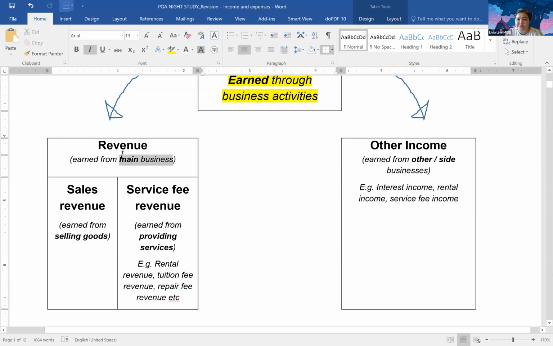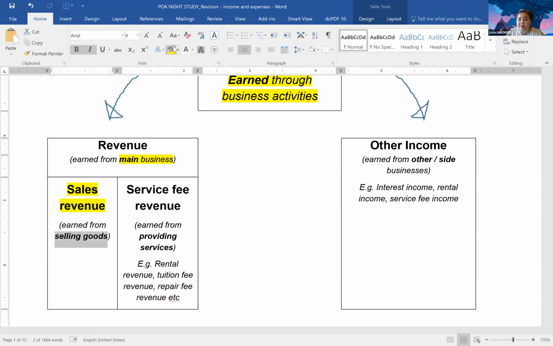Now, revenue is a special accounting word that we use for income that is earned from the main business. For example, if you are Courts, your main business is selling furniture, and your revenue is sales revenue. Mainly you earn your income from selling your furniture, which is selling your goods, selling your inventory.